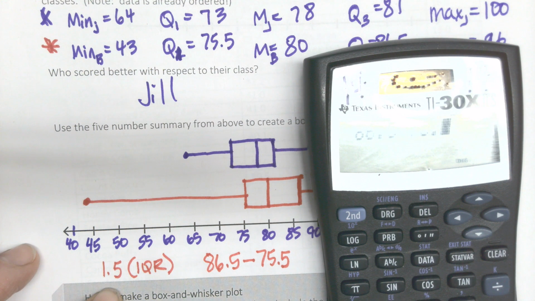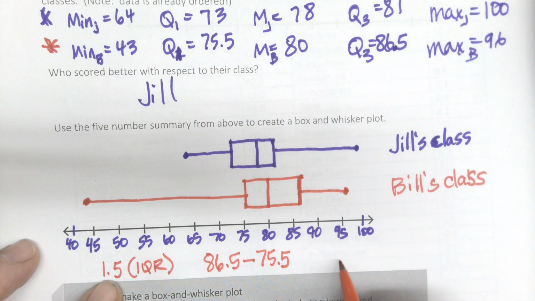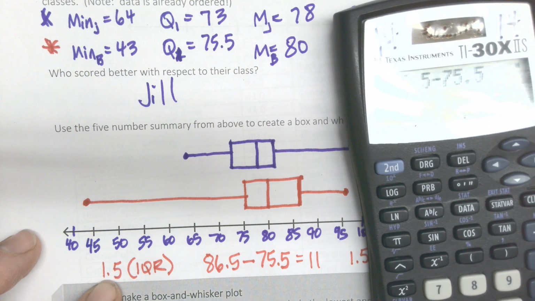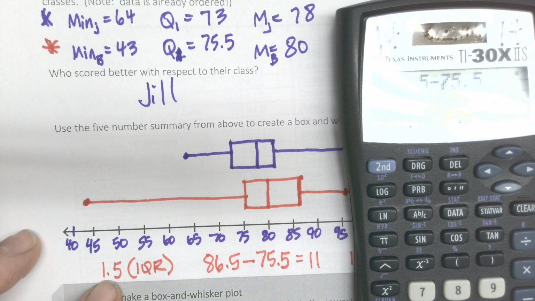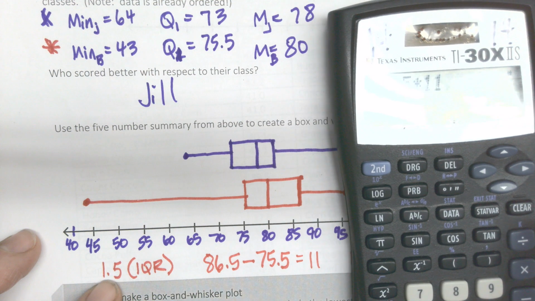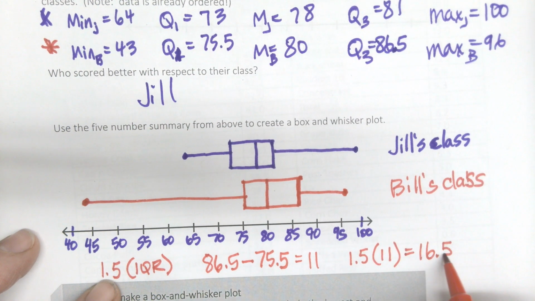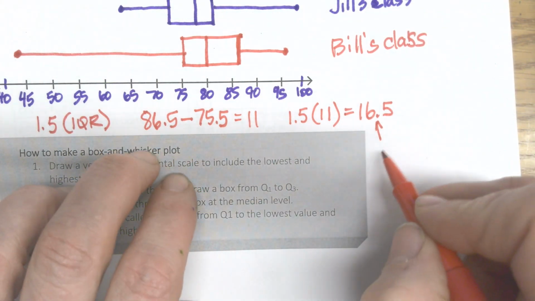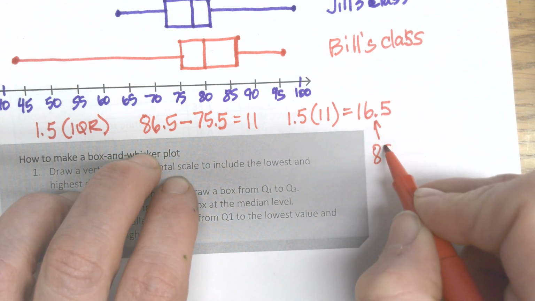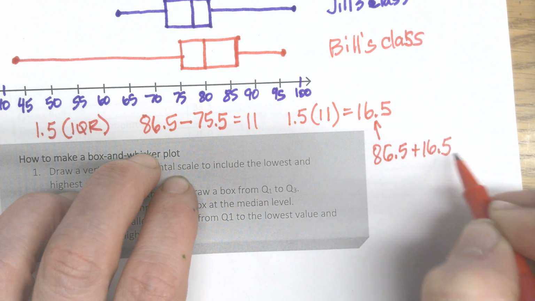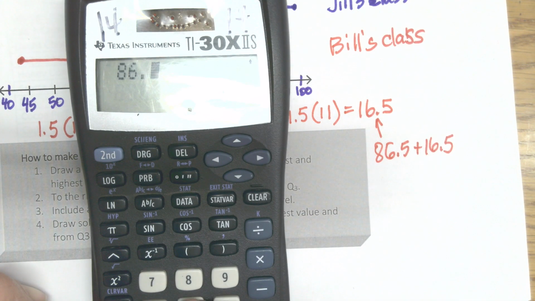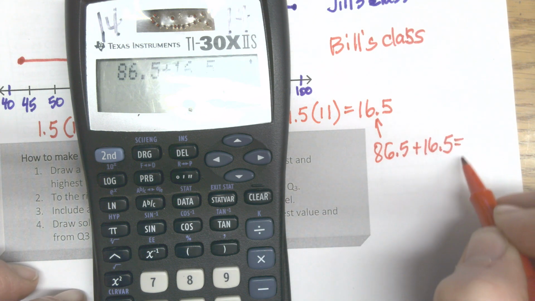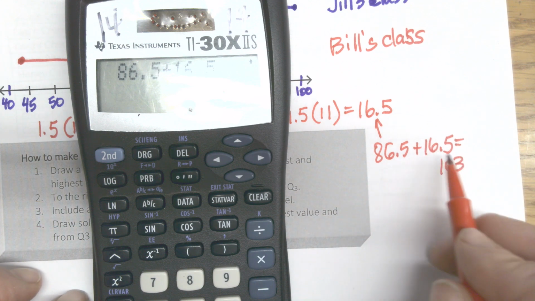86.5 minus 75.5 gives a value of 11, so I do 1.5 times 11, which is 16.5. This is my magic number that I'm going to work with. What I have to do is take Q3 and add that number: 86.5 plus 16.5 gives 103. So if anybody got higher than 103, we would call that an outlier.